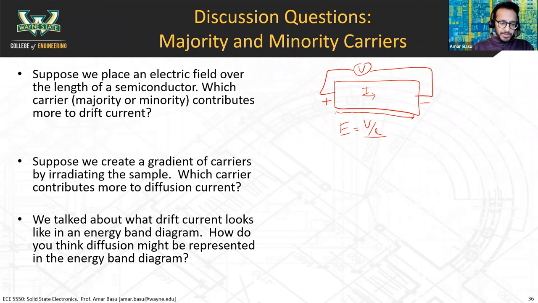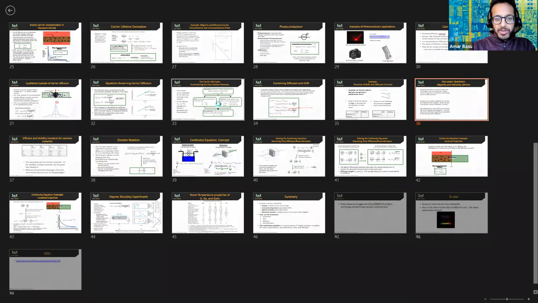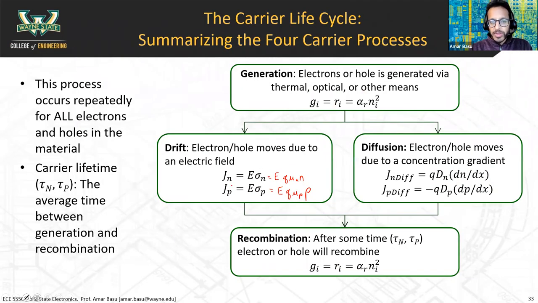Now let's go back to this slide and remind ourselves about what drift currents are. J sub n is equal to the electric field, which we just found, V over L, multiplied by sigma n. So this is E times Q times mu n times n. And J sub p is equal to E times Q times mu p times p. So in both cases, the electric fields are the same. The Q is a constant, so that's the same. The mobilities will be different for sure.